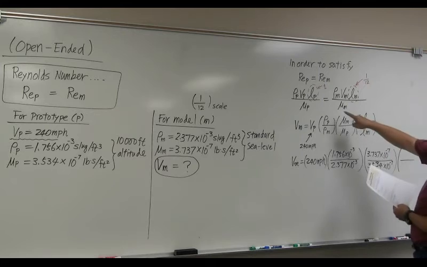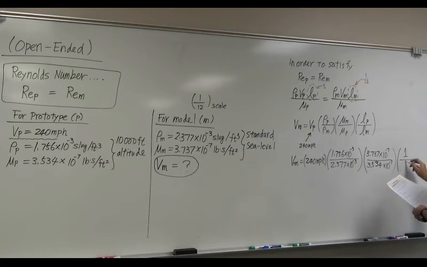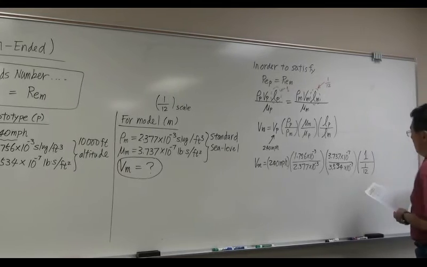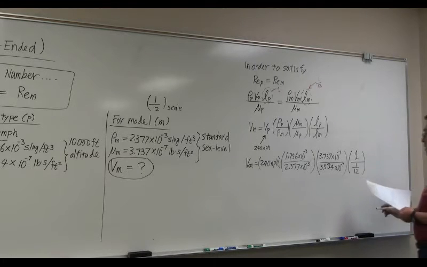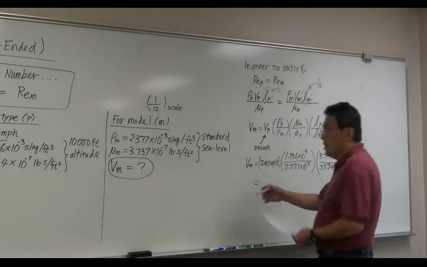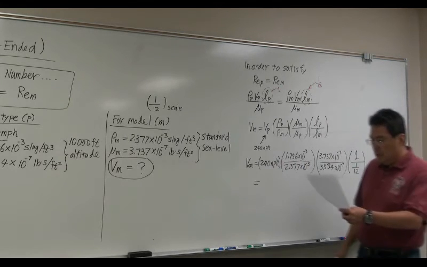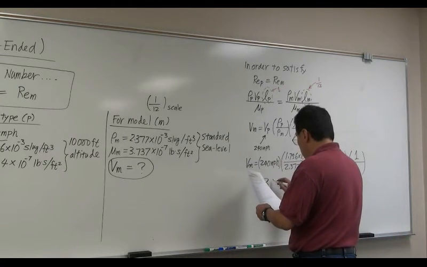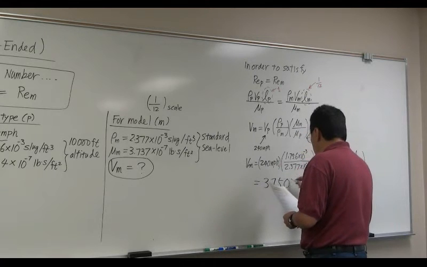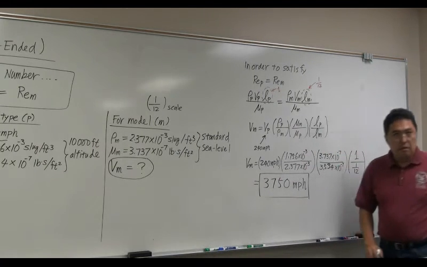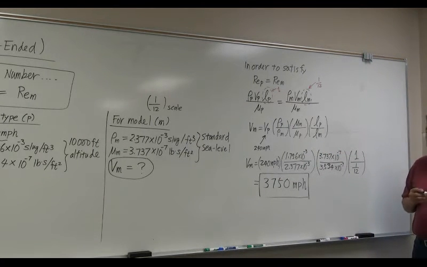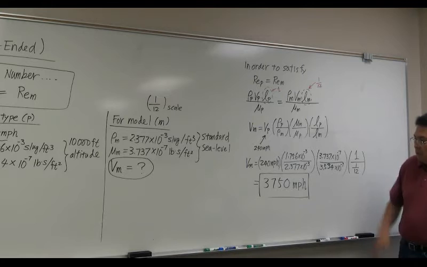This one is 1/12. Right? This is much smaller, much bigger. If you seriously pick up your calculator and punch those numbers in, you're not going to believe your eyes. So the wind tunnel test guy in your team says, hey dude, we have to test this model in our wind tunnel based on my calculations at 3,750 miles per hour.